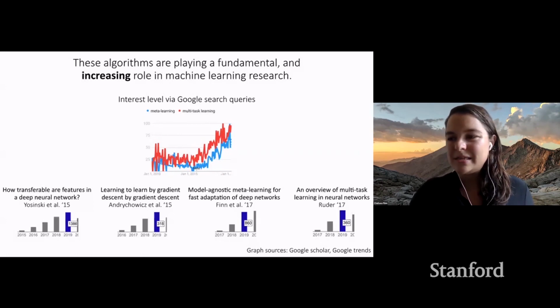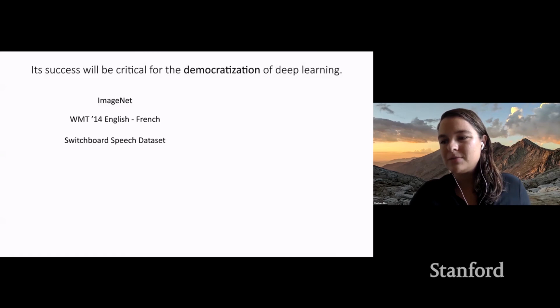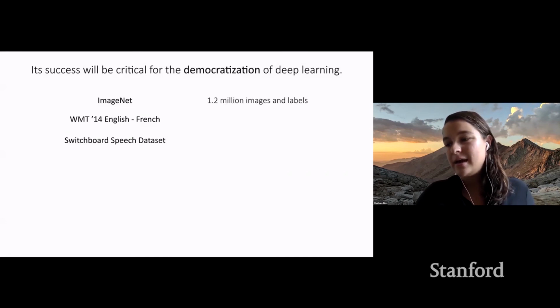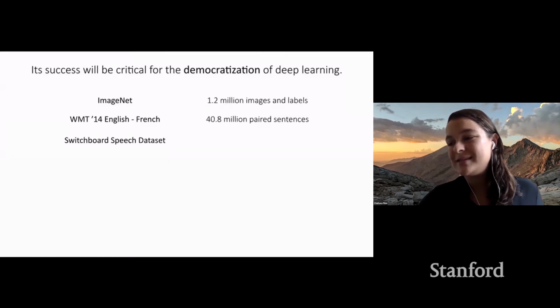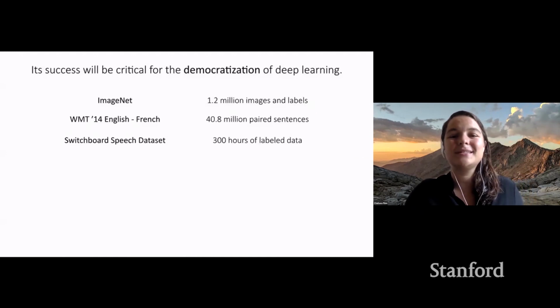And then lastly, I think that the success of these algorithms will be critical for the democratization of deep learning. As I mentioned before, deep neural networks require a massive amount of data in order to successfully learn tasks. If you look at some of the most common data sets in computer vision, in natural language processing, and in speech, these data sets have 1.2 million images and labels, 40 million paired sentences, 300 hours of labeled data.